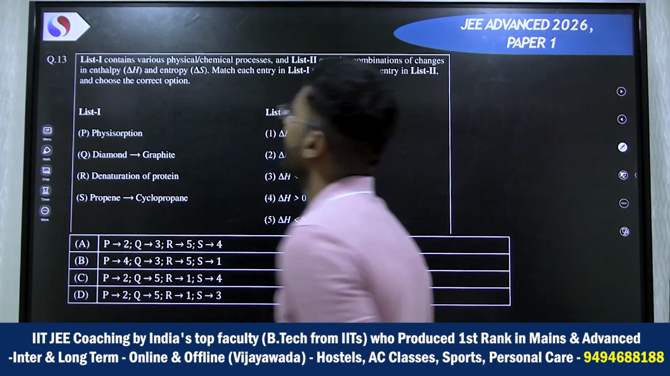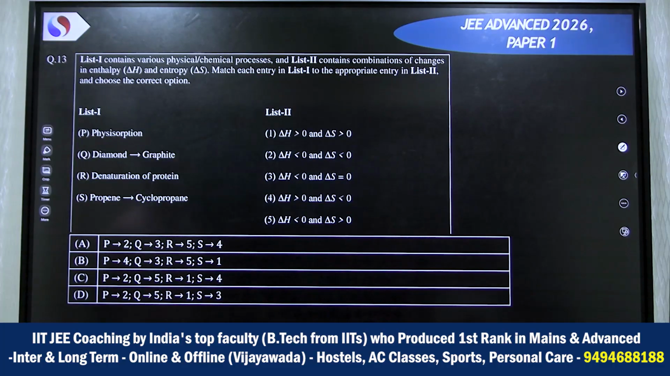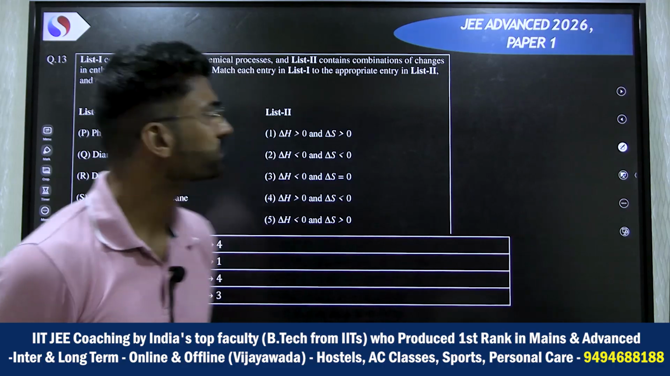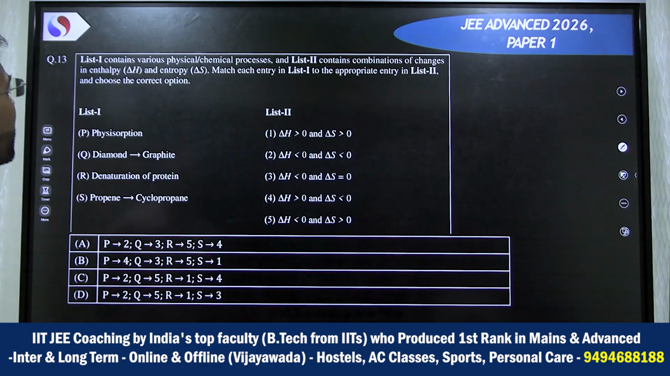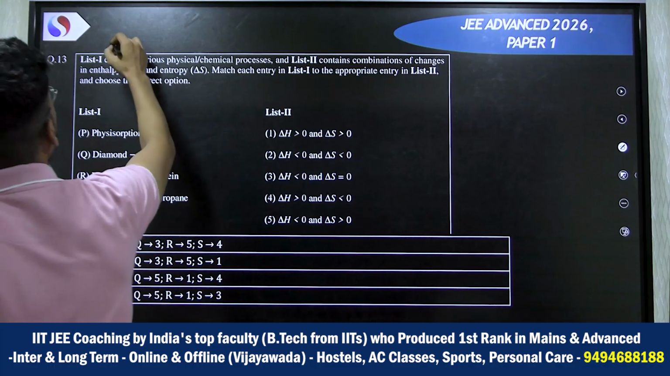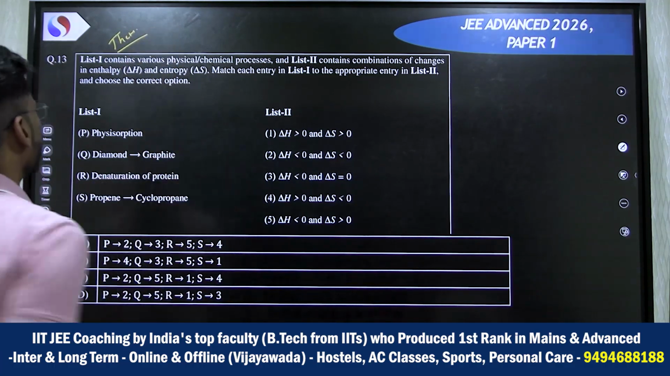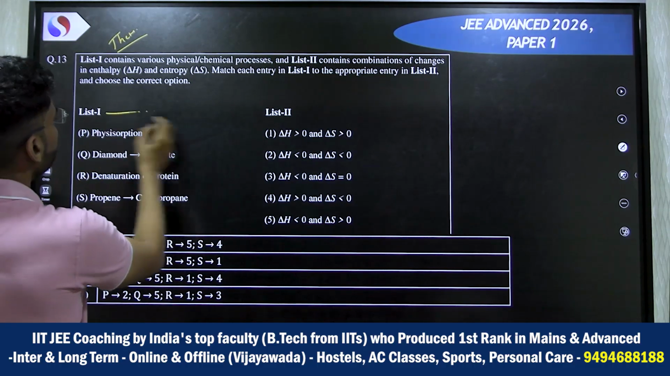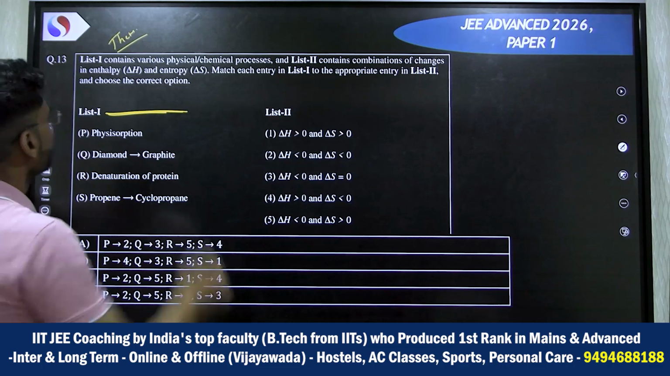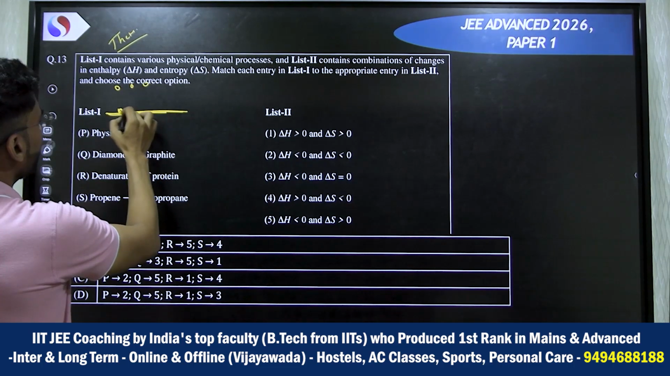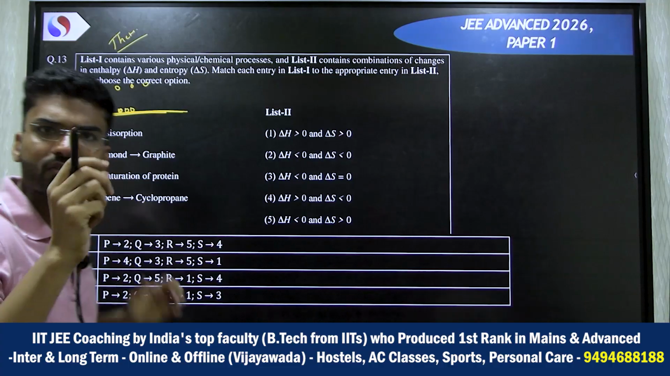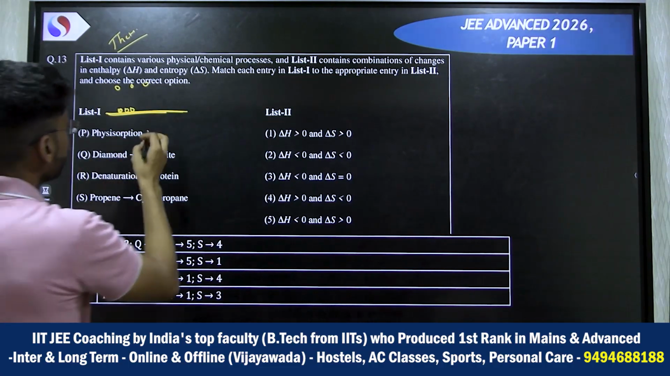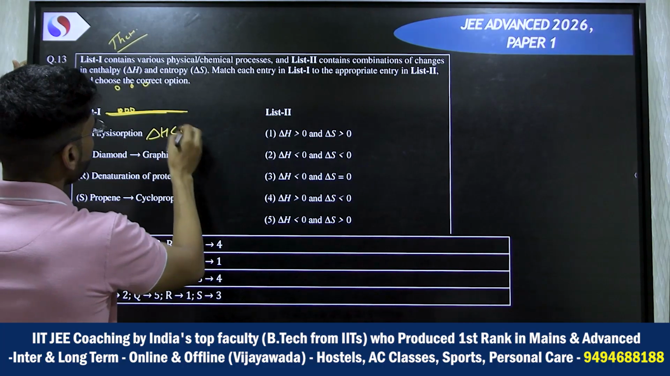In this case, again thermodynamics. List 1 contains various physical and chemical processes. List 2 contains combinations of changes in enthalpy and entropy. Match the columns. It is very simple thermodynamics, a basic concept. Physisorption: what is physisorption? Suppose some metal surface is there and some gas molecules get adsorbed on it. If they get adsorbed, there is formation of some bond. If a bond forms, some energy will be released. If energy is released, the delta H value will be less than 0.